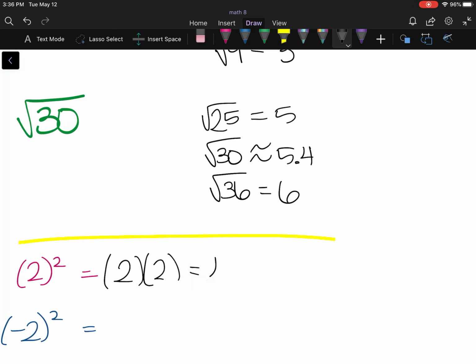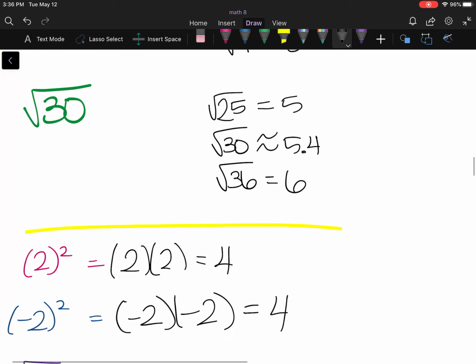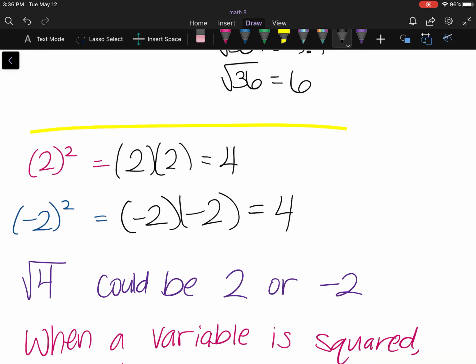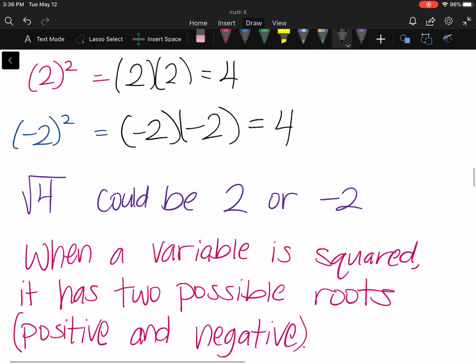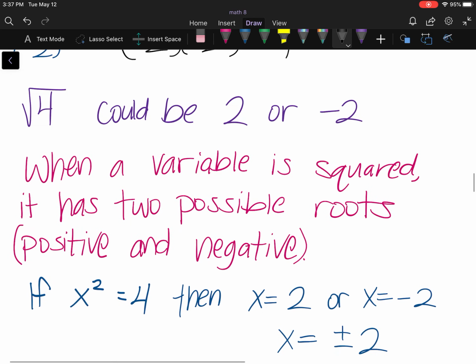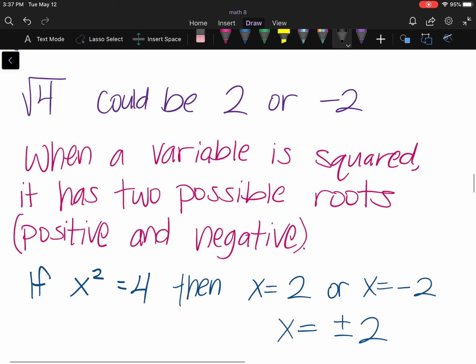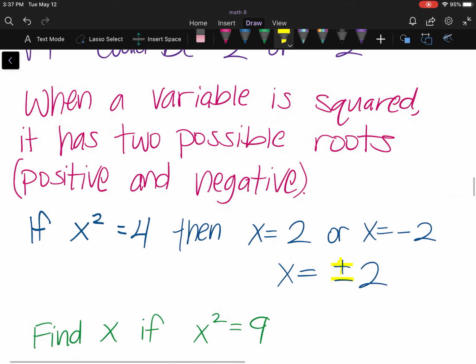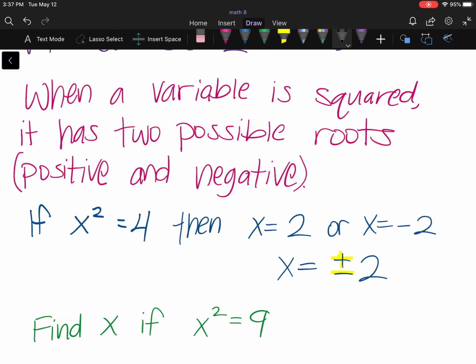Now, let's think about this. 2 squared, or 2 times 2, is 4. Negative 2 squared, or negative 2 times negative 2, is also 4, because negative times negative is positive. So 4's square root could be 2 or negative 2. When a variable is squared, it has 2 possible roots, a positive one and a negative one. If x squared equals 4, then x is either 2 or negative 2. We write this as x is positive or negative 2.